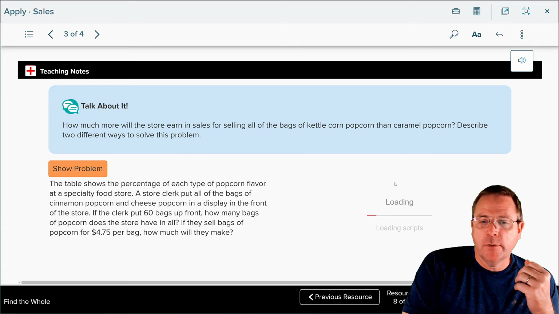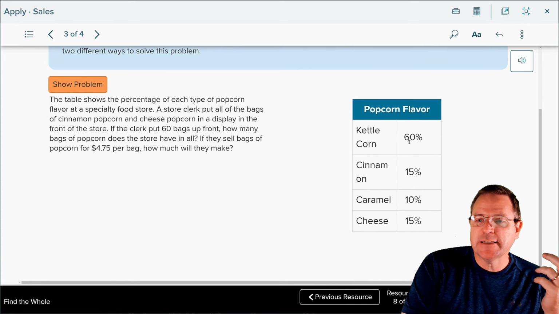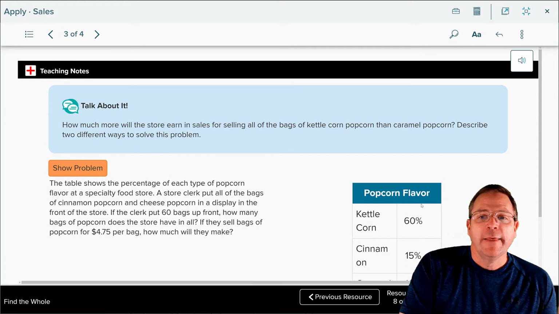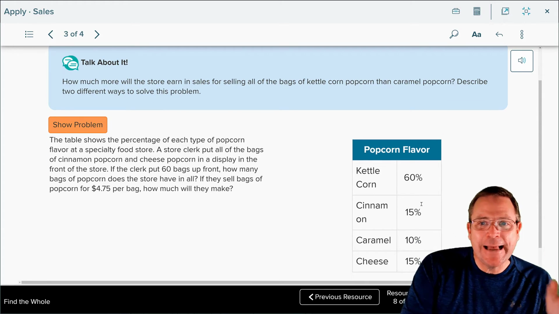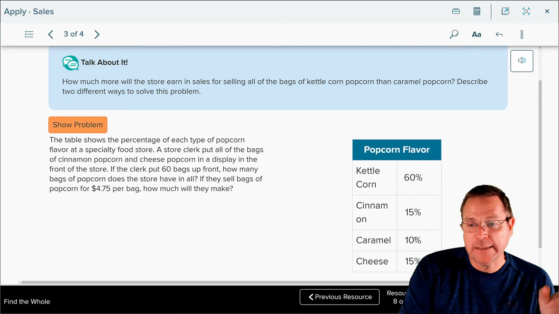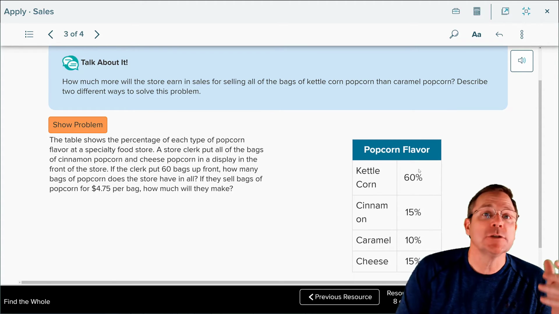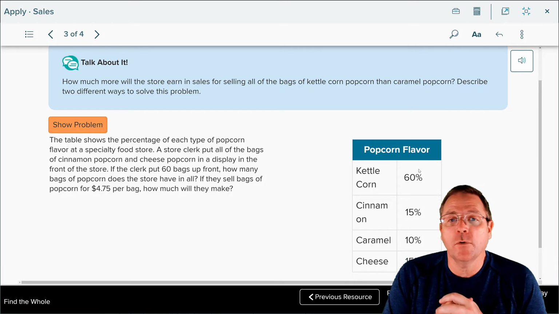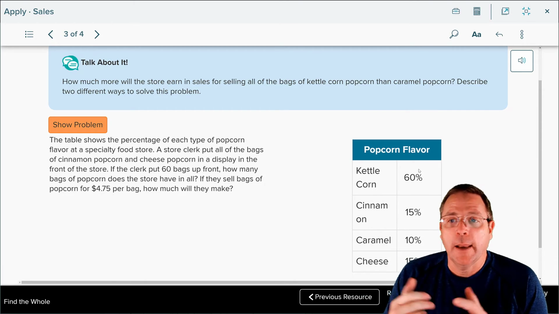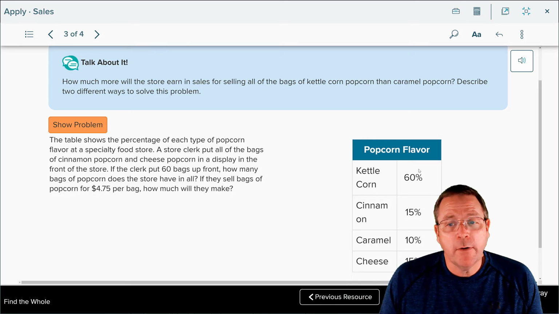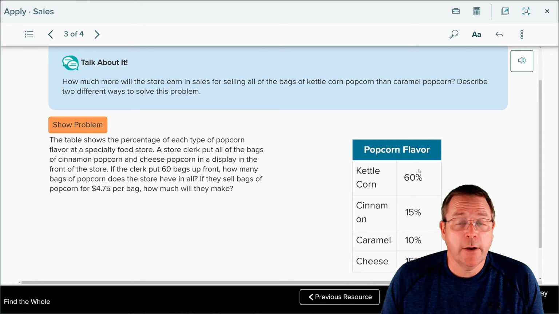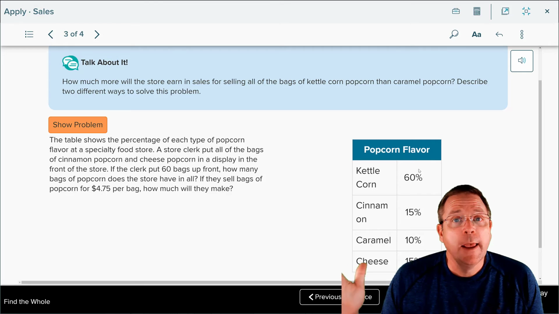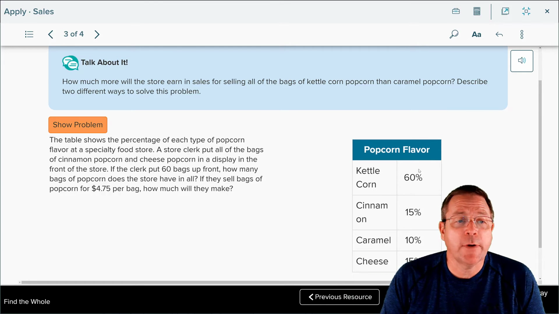Well, if you went back to the original chart, you will see that 60% was kettle corn, where only 10% was caramel corn. That means that they're going to earn 6 times as much on the kettle corn, because 10 times 6 is 60. And how can you solve it? Well, you find out how much they sold for one of them. I would start with the caramel corn, multiply that by 6 to find out how much you're going to make on the kettle corn, and then subtract those 2 numbers and you'd find out how much more.